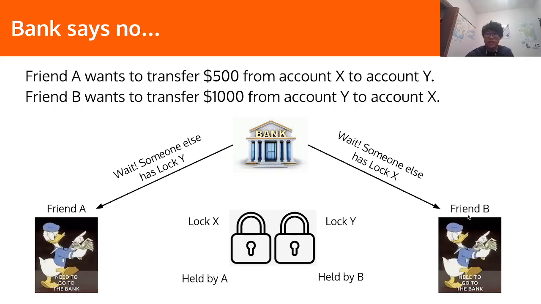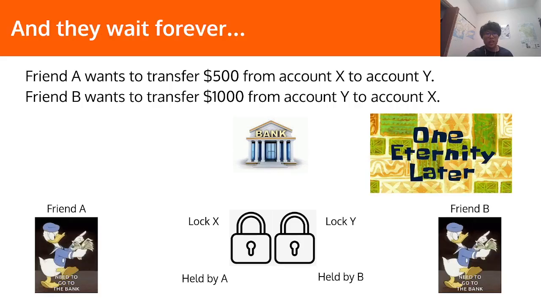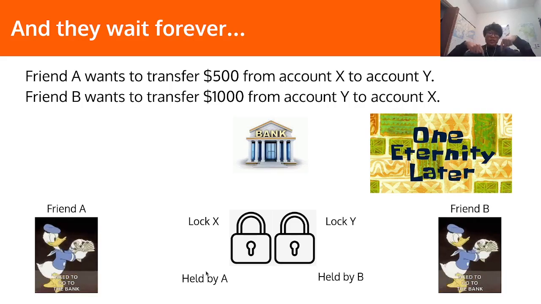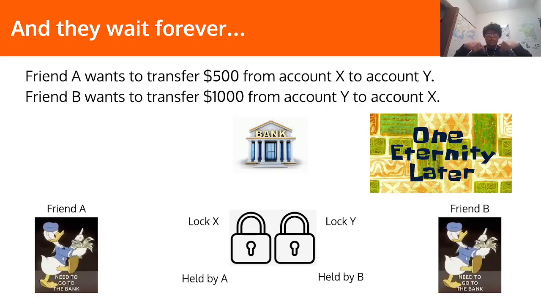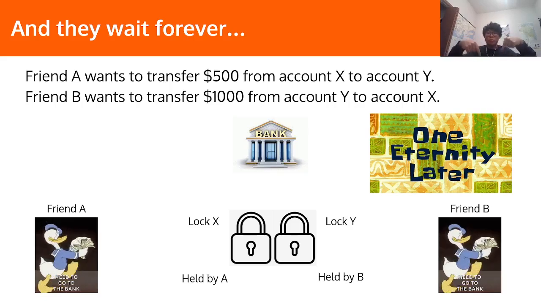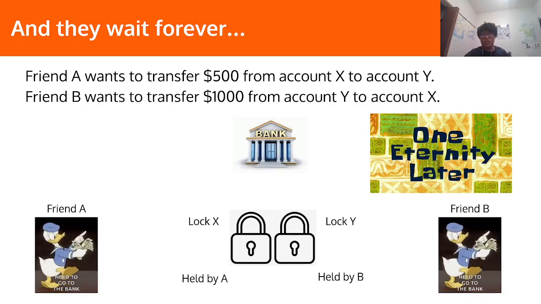So now both friends are stuck, right? They both hold one log each, and they're both stuck because they can't proceed. Basically, they wait forever, and that is why it's called a deadlock, because friend A is waiting for log Y, which is held by B, and friend B is waiting for log X, which is held by A, and they're both waiting for each other. If friend B had a chance of proceeding, then maybe it would release Y and friend A could use it, right? But that never happens, because they're both waiting for a second log before they can move forward. So this is an example of deadlock, and it's still a common problem in a lot of systems today.